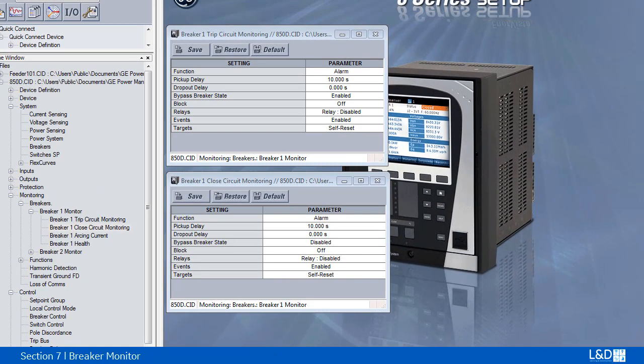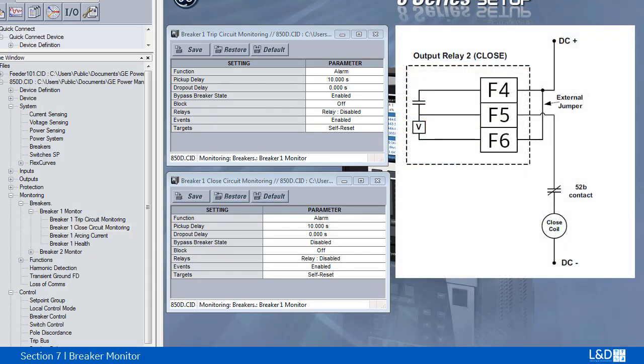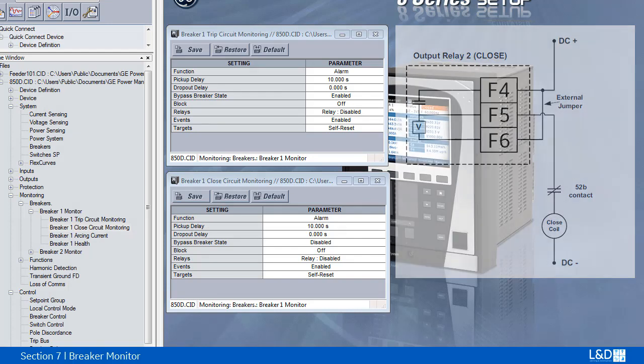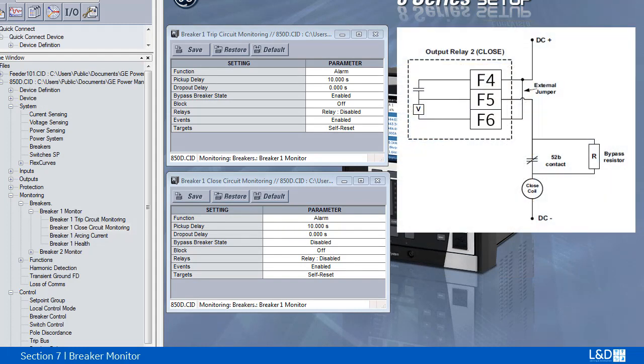Similarly, the close circuit can also be monitored when the jumper is wired from the DC positive side to F6 of the close contact. When the main breaker is open, the trickle current will pass through the voltage monitoring circuit and the 52B auxiliary switch. A bypass resistor can be connected, like in the trip circuit, in order to monitor the close coil continuously, regardless of the breaker position.